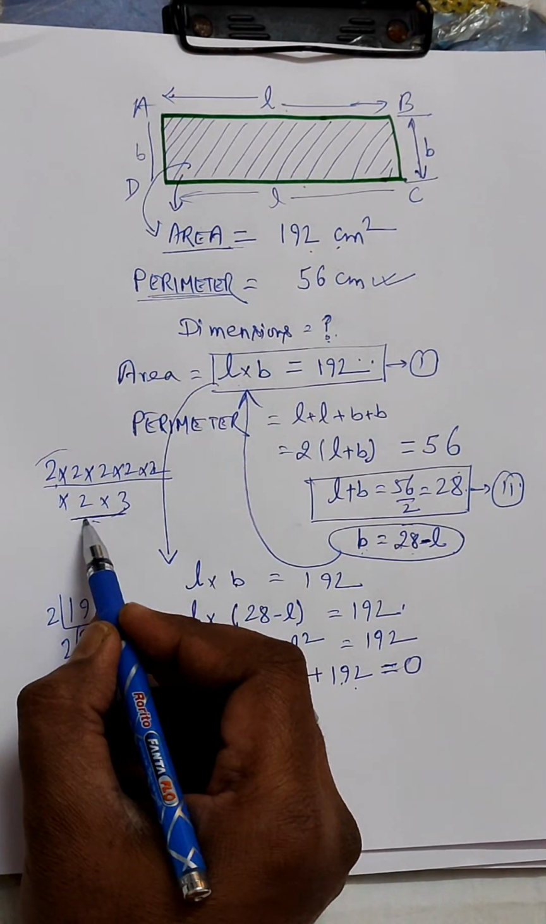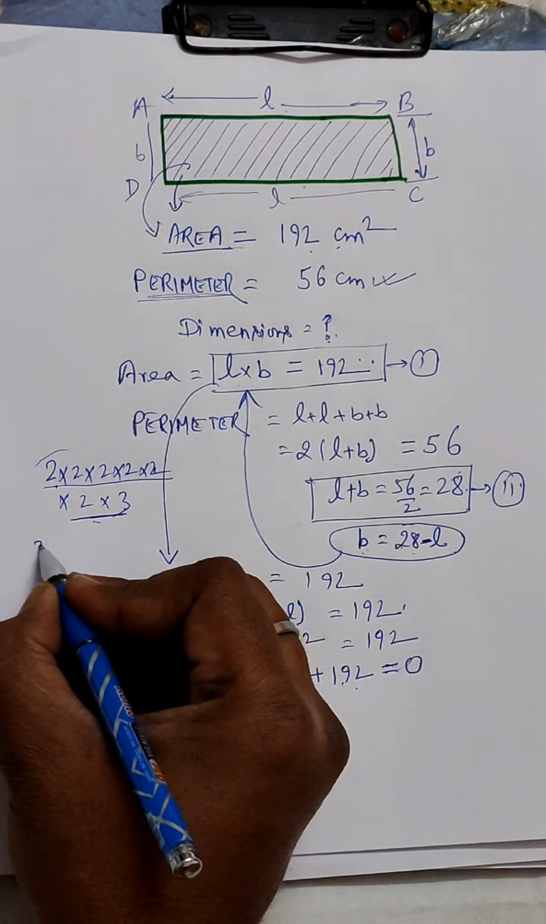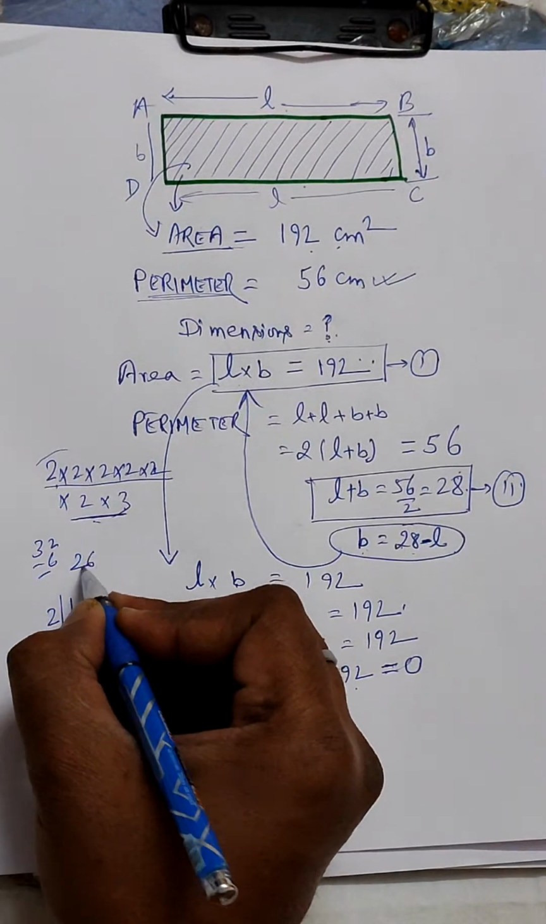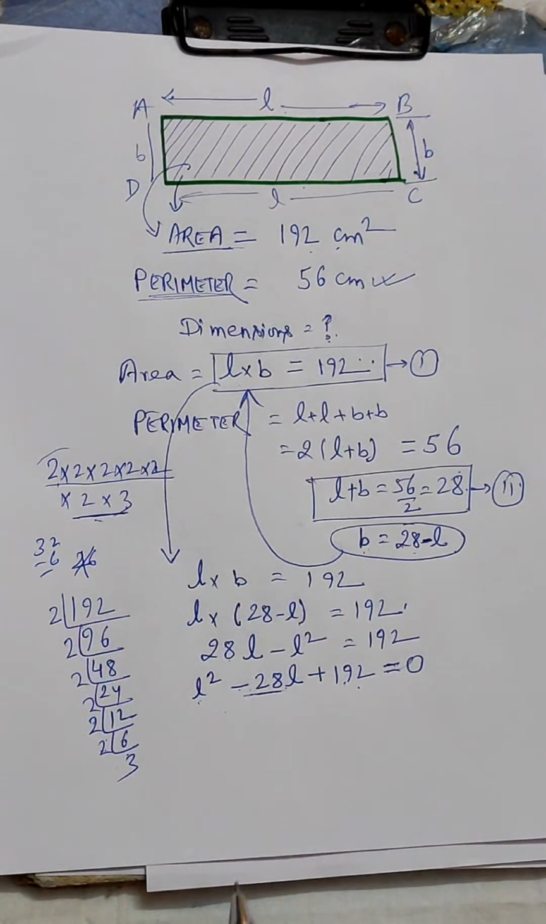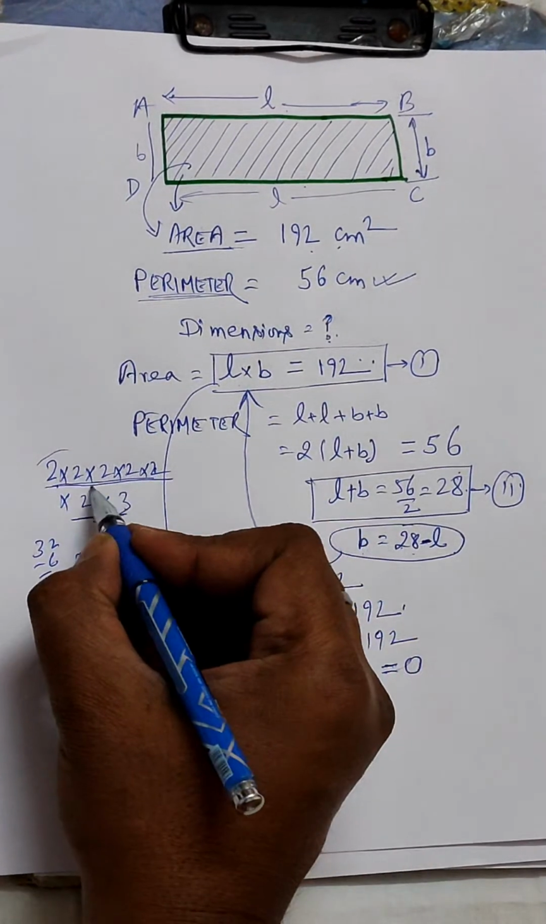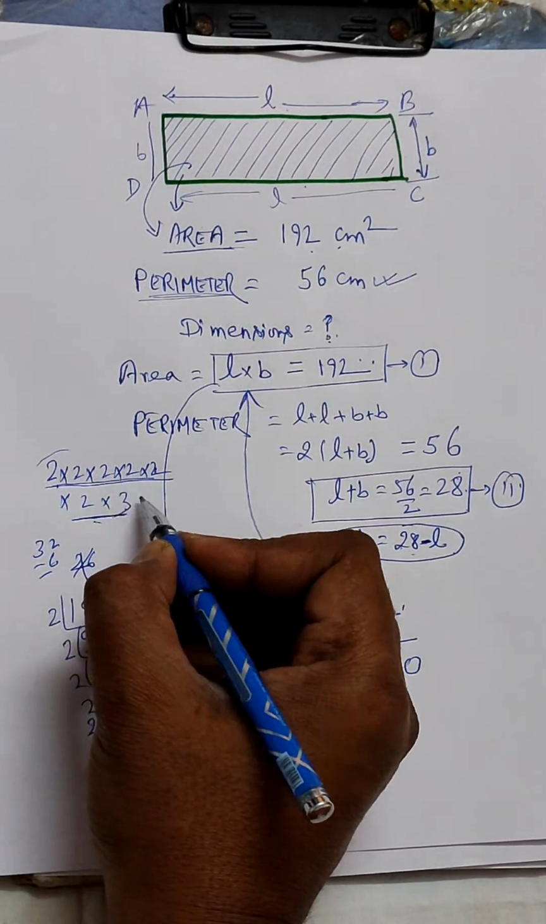32 minus 6, what will you get? Let's see. 32 minus 6 is 26. So this is not okay. Then what will be the next combination? Let us do it. So can we do it?